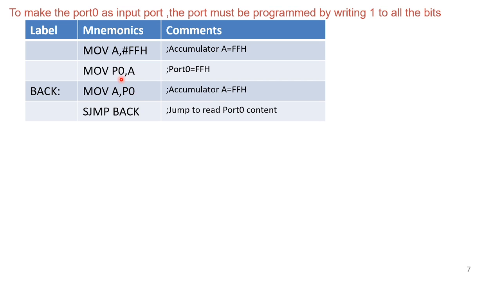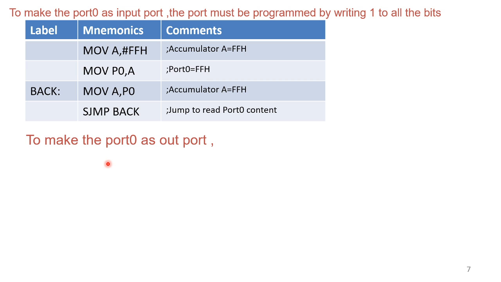So port 0 will now work as an input port. Whatever data is present on port 0 will be moved into the accumulator. Therefore, using this instruction we can input the data of port 0 into the accumulator of the 8051 CPU. So these things will be continued. Read the data from the port and move it into the accumulator. So this is the move instruction for input.